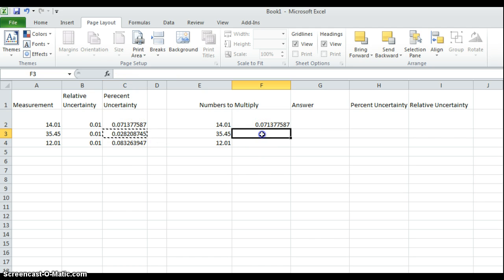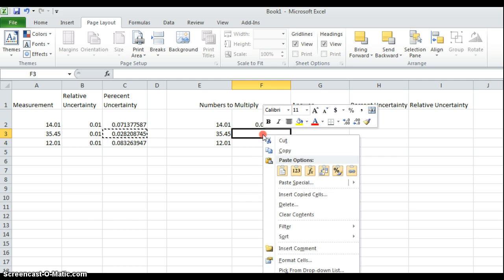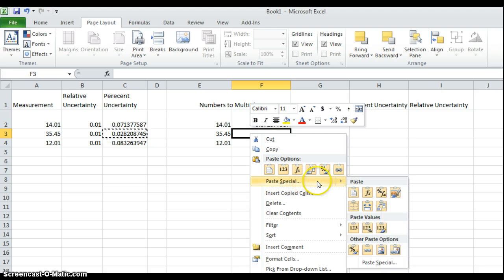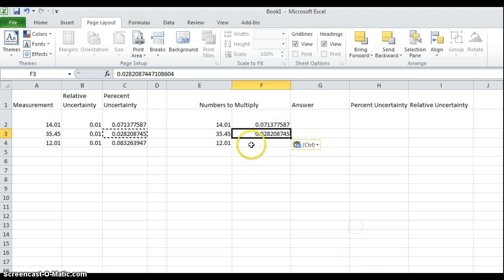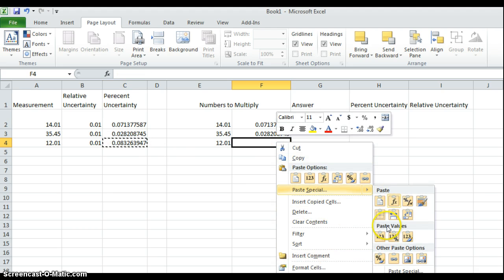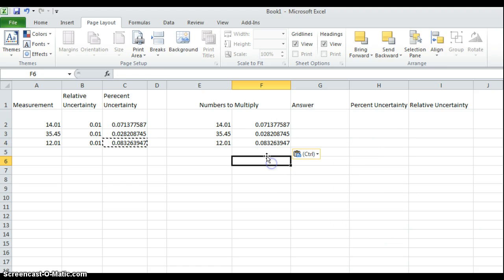And I'll do the same thing here. I could do several cells at once, but this lets you look at several different options. So here, right click, paste special. Control C, right click, paste special. And now I've got the numbers over here, and I'd like to multiply them and have the answers report over here with the percent uncertainty.